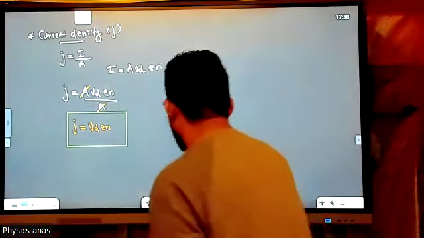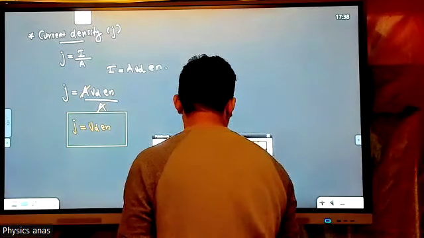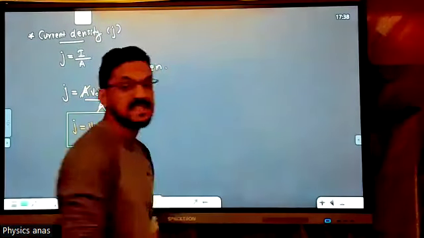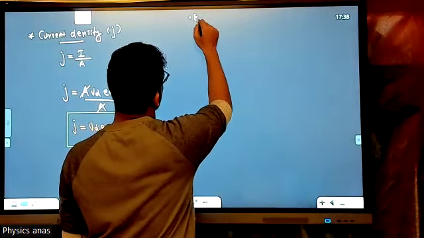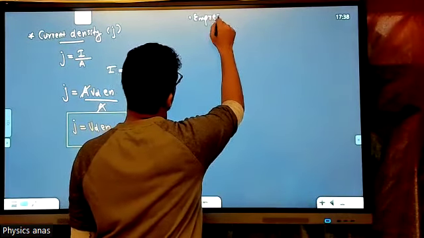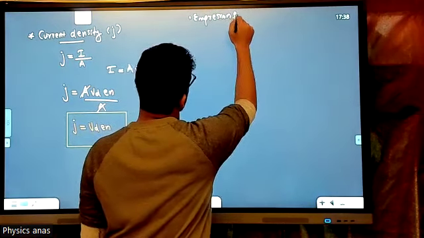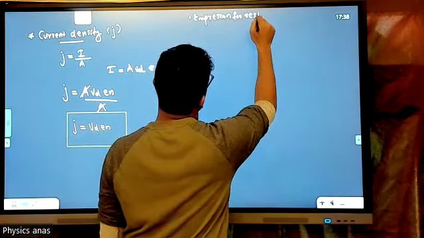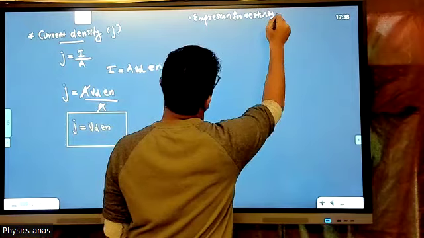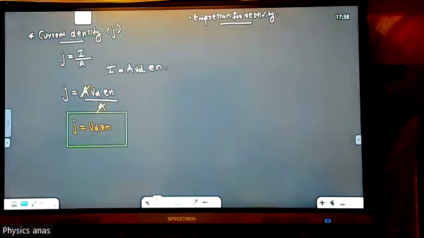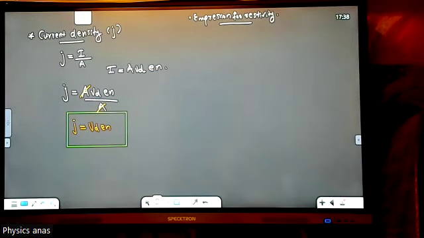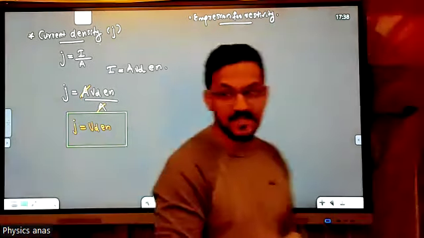Okay. Now the next one. Expression for electrical resistivity. Let's see what is this expression for resistivity.